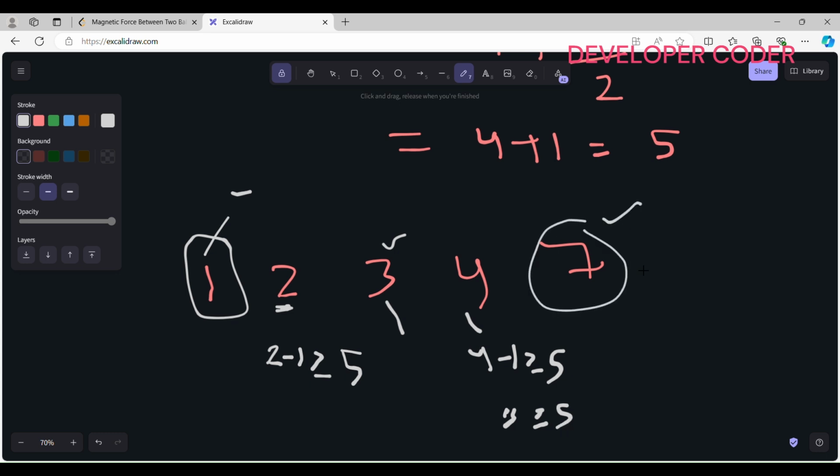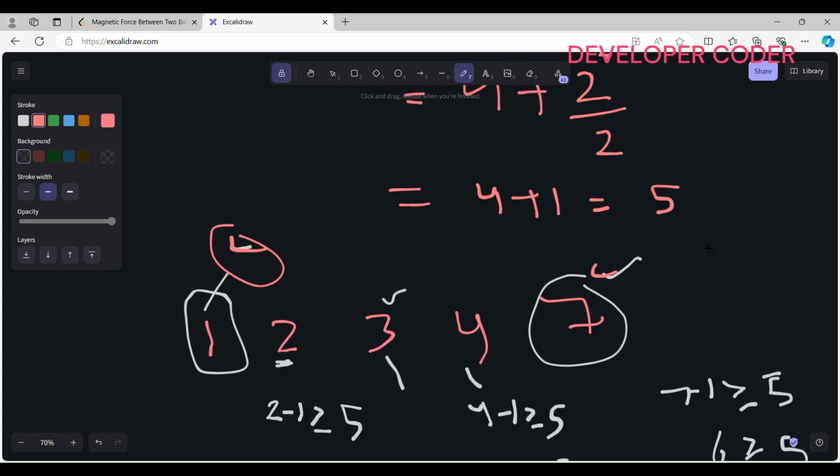Yes, I can place my ball here, because 7 minus 1 is greater than equal to my minimum force. 6 is greater than equal to 5. Okay, I can place ball here. So only 2 balls I am placing here, right? Max 2 balls I can place if I maintain 5 as my minimum force.